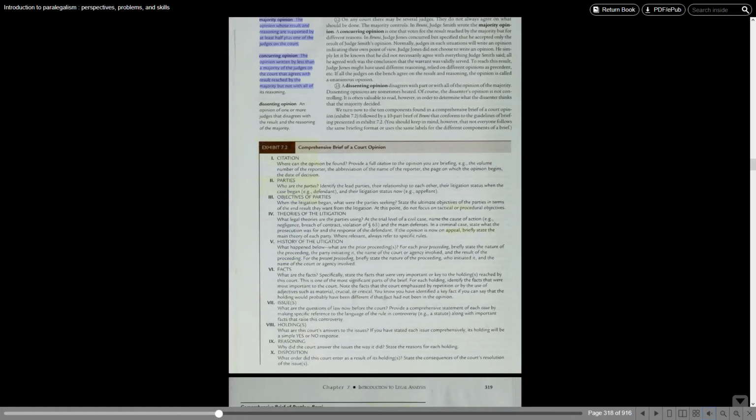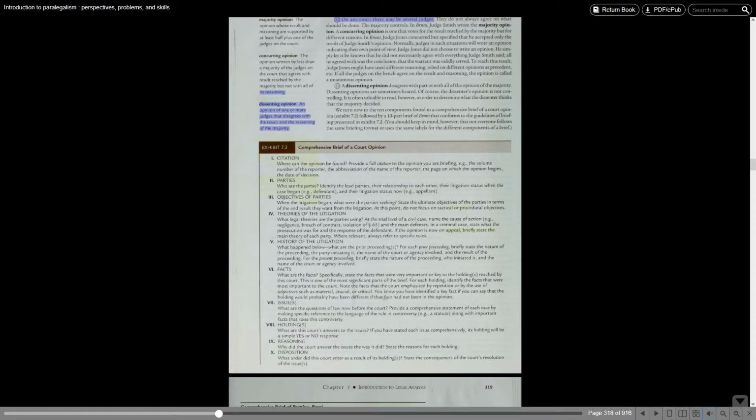Majority opinion, the opinion whose result and reasoning are supported by at least half plus one of the judges on the court. Concurring opinion, the opinion written by less than a majority of the judges on the court that agrees with the result reached by the majority, but not with all of its reasoning. Dissenting opinion, an opinion of one or more judges that disagrees with the result and the reasoning of the majority.